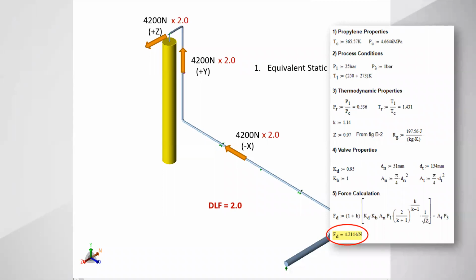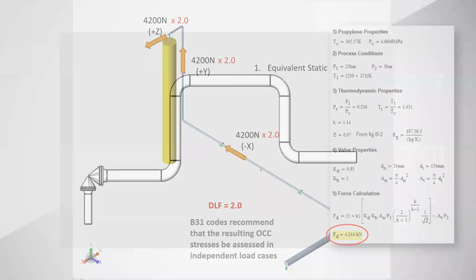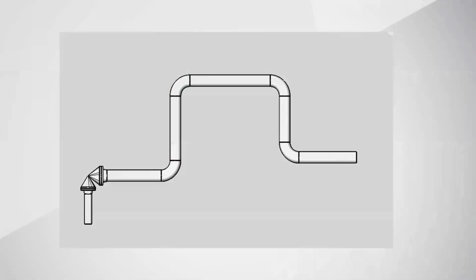The question then becomes, how do we handle that in CESA 2? Well, the B31 code recommends that the resulting occasional stresses should be assessed in independent load cases. So what does that mean, and how do we do it? So we go back to a little illustration here.